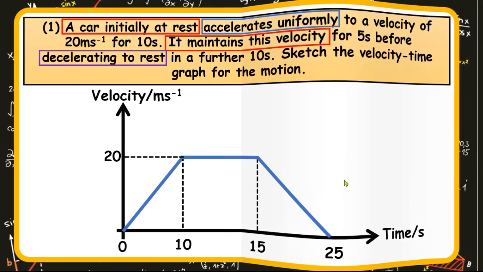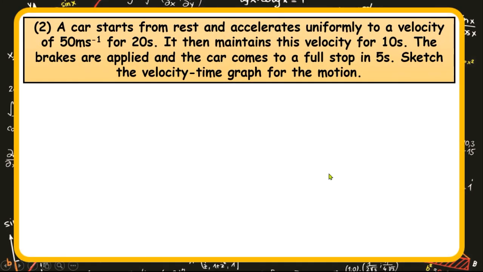Let's move to example number 2. A car starts from rest and accelerates uniformly to a velocity of 50 meters per second for 20 seconds. It then maintains this velocity for 10 seconds. The brakes are applied and the car comes to a full stop in 5 seconds. Sketch the velocity time graph for the motion.